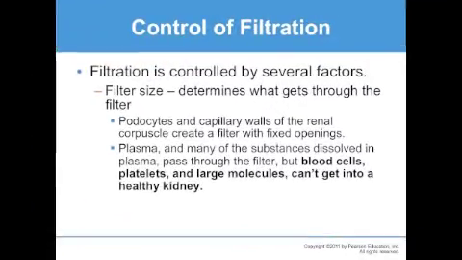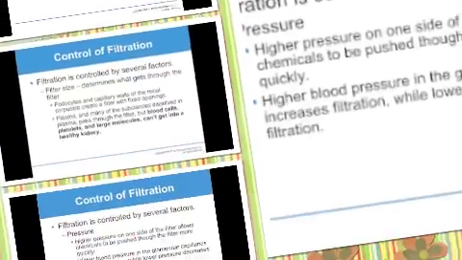The process of filtration is controlled by several different factors. Of course, the filter size is important because it determines what particles can get through the filter. Podocytes and capillary walls of the renal corpuscle create a filter that has fixed openings. Plasma and many of the substances dissolved in plasma are capable of passing through the filter, but large structures like blood cells, platelets, and protein can't get through a healthy kidney if the filters are working properly.